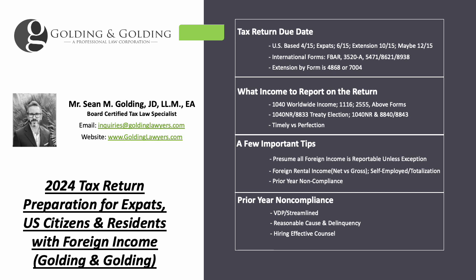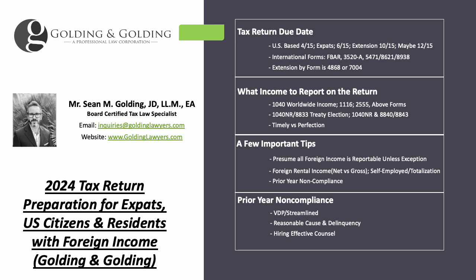The Form 3520A is for reporting U.S. owners of foreign trusts and other foreign trust transactions. Generally, that's due on April. To file an extension for that form, you do the 7004, not the 4868.